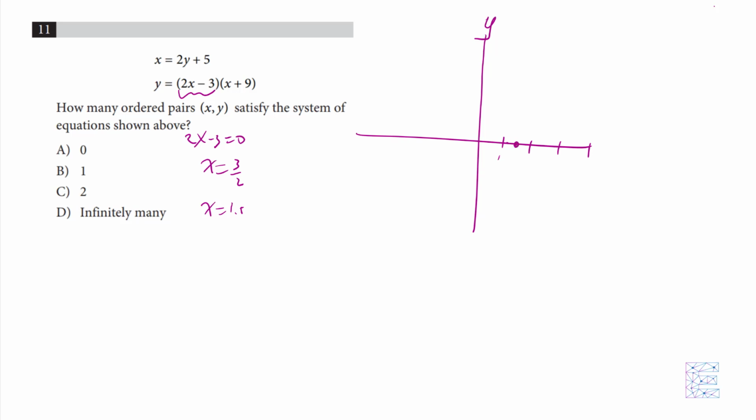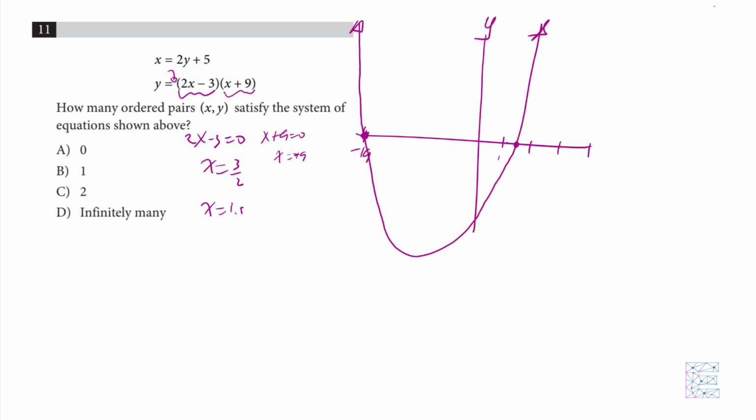So right around here. And then if you're going to solve for the second one, it says x plus 9 equals 0. So x would be negative 9. That means we're crossing the x-axis also at negative 9. So we're crossing over here. And since the leading coefficient is a positive number, we know that we're going to have a U-shaped graph that sort of looks like that.